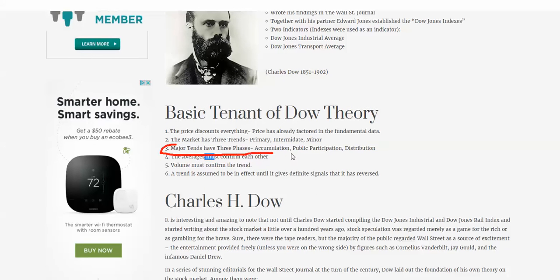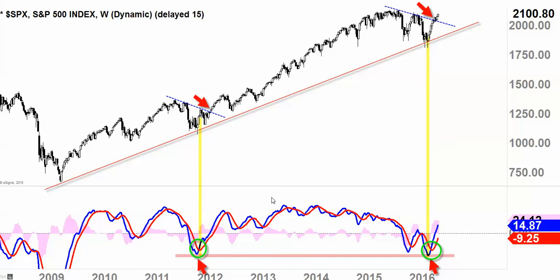Major trends have three phases. No, not the phases. The market has three trends, right? Primary term, intermediate term, and minor term. And what we're talking about right now is a primary term. So when we're looking at the primary term, the probability for this primary term to continue in this uptrend is greater for the fact that we do not have clear signal or definite signals that it has been reversed. That's what I'm saying.